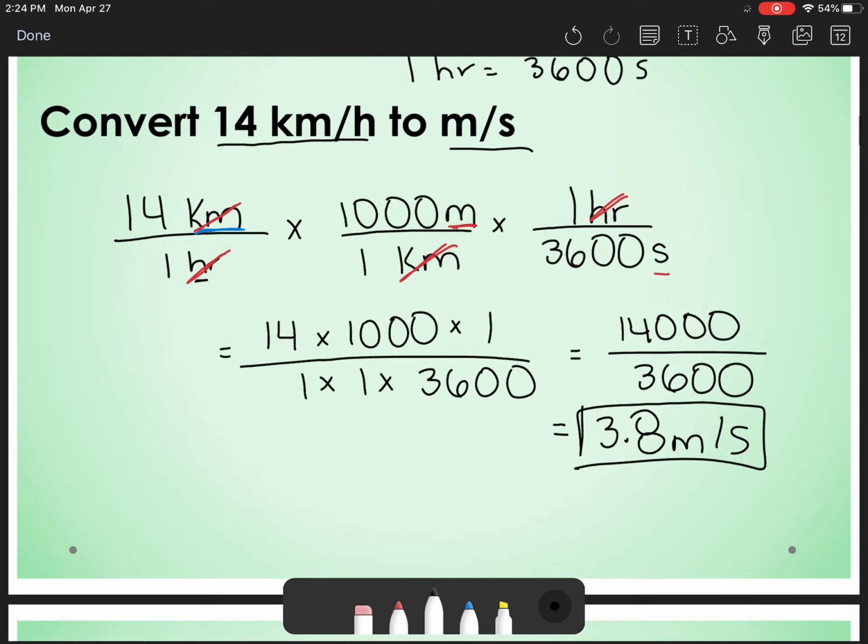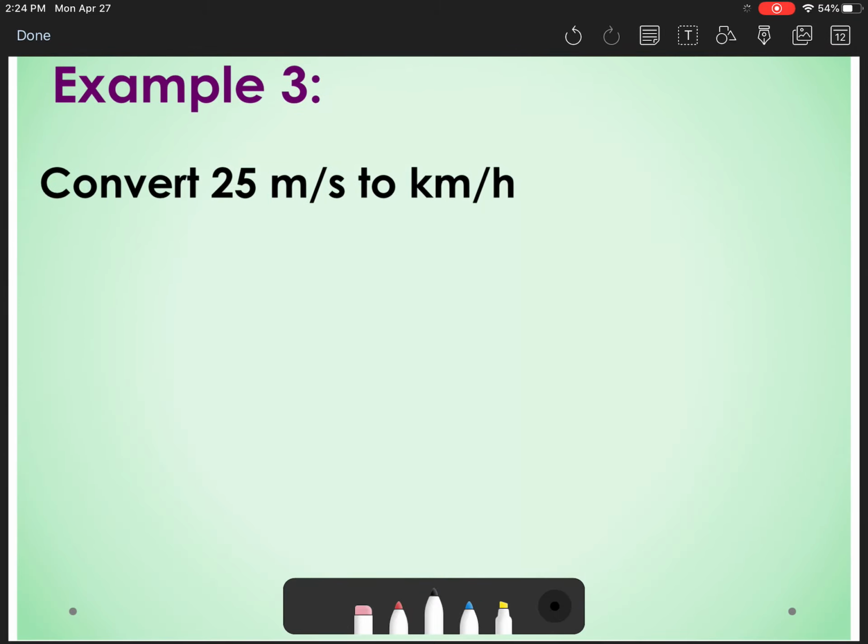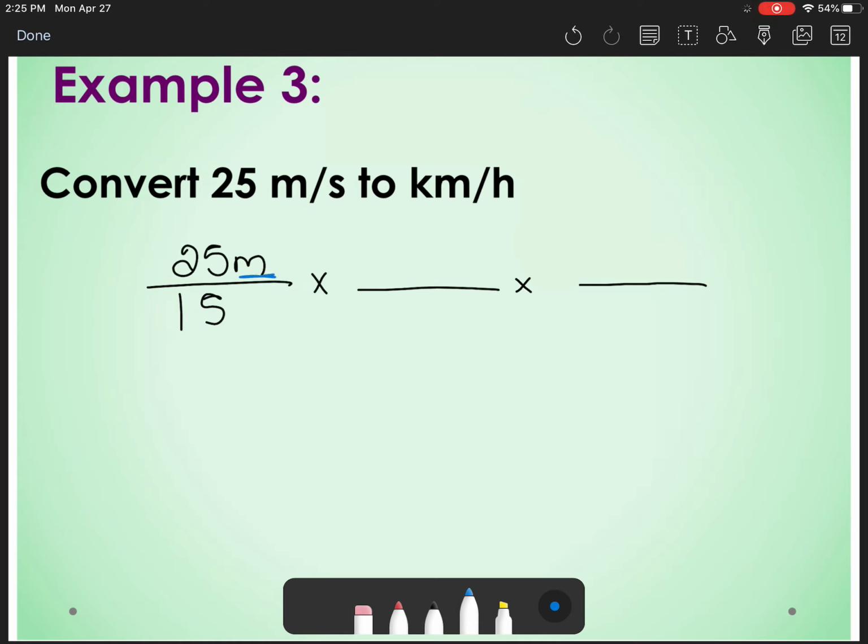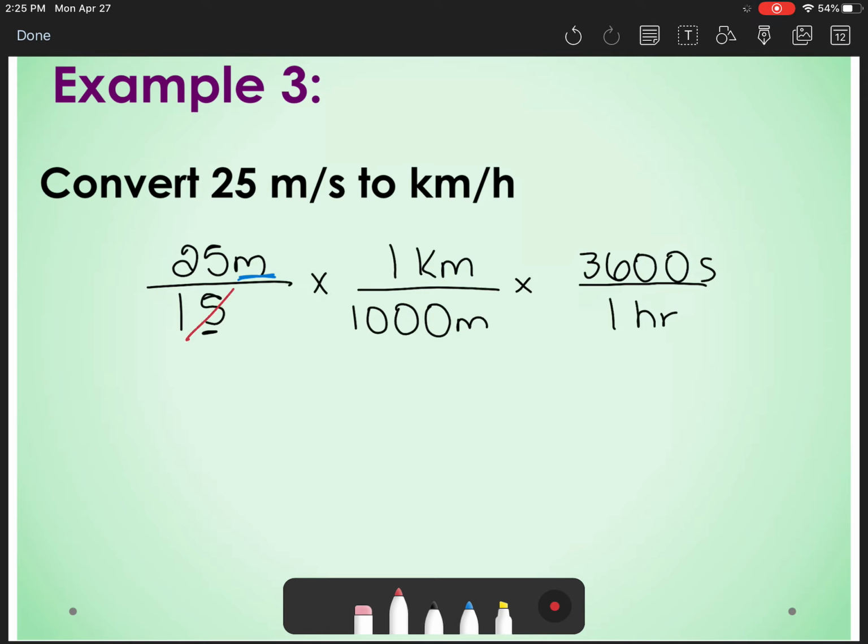Okay, we have one more example to do. Hopefully you're following along here. All right, start by writing your number as a fraction, 25 meters per 1 second. Okay, I know the same conversion factors, but this time meters needs to be on the bottom. So it's 1,000 meters, and I'm converting to kilometers, so my kilometer goes on top. Okay, this time seconds needs to be on the top, hours on the bottom. Cancel my units where I can. Keep in mind you're only canceling the units, not the numbers that go along with them.